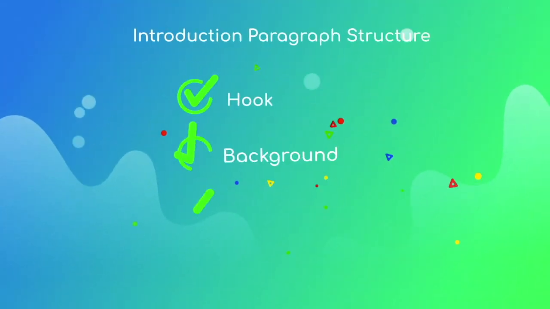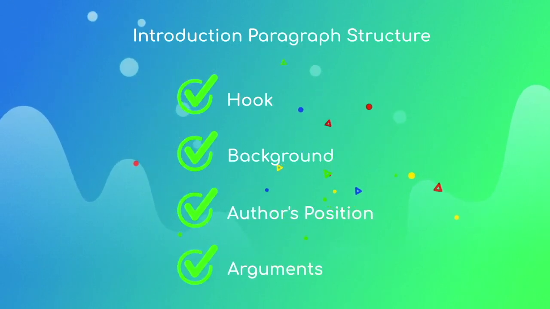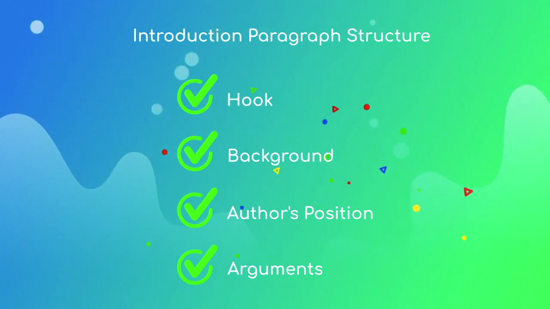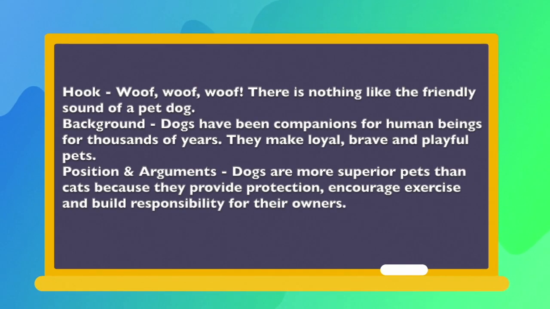An introduction paragraph must contain a hook, background of the topic, the author's position, which is sometimes called the thesis statement, and arguments. Let's have a look at the example. In this example, we can see that there is a hook which aims to engage the reader. Next is some basic background about what dogs are. Finally, there is the position and arguments combined together to explain what the position is of the author and what they are going to say in the rest of their persuasive.